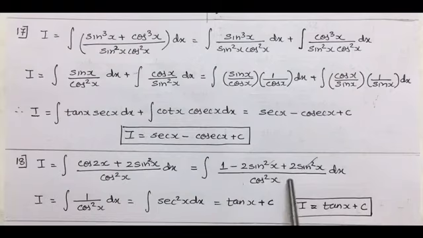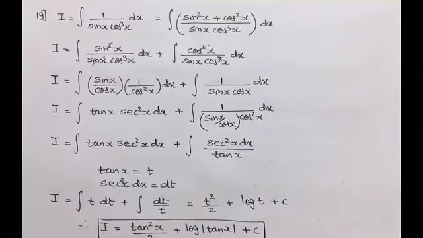Now minus 2 and plus 2 get cancelled. That is minus 2 sin square x plus 2 sin square x gets cancelled. Integration of 1 upon cos square x dx is left. 1 upon cos square is sec square x dx, and the integration of sec square becomes tan x plus c. So the final integration is tan x plus c.